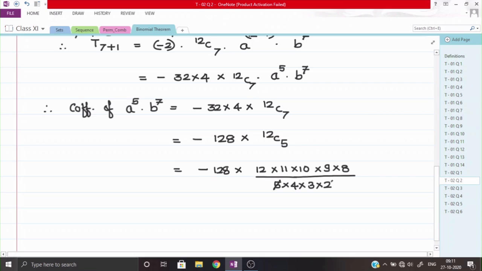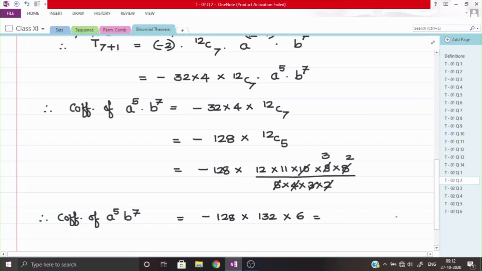5 and 2 make 10, and 10 will be cancelled here. 4 is 4, 4 twos are 8, 3 ones are 3, 3 threes are 9. So now it will be finally minus 128 into 132 and then into 6. This multiplication is remaining, that we can do afterwards also. So this is your coefficient of a to the power 5 into b to the power 7. This will be your answer.